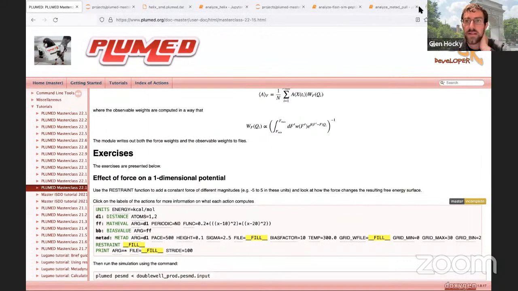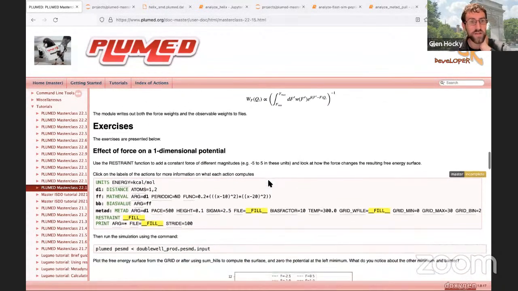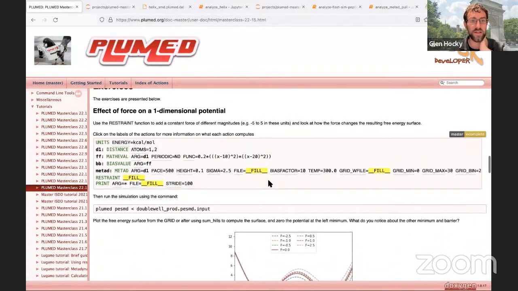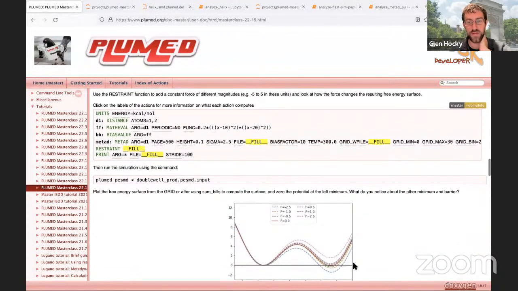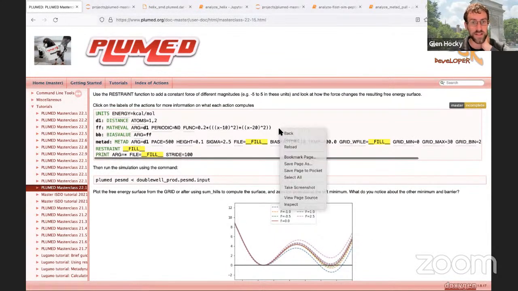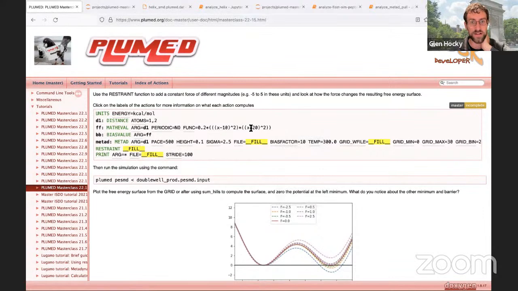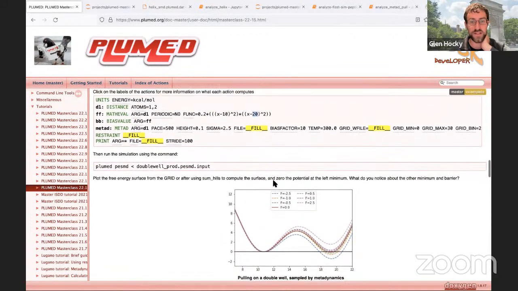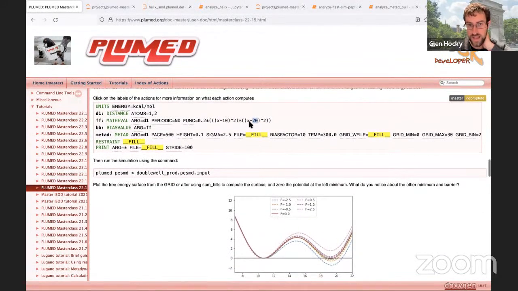Okay, so the first system is a 1D potential with two states, and you saw some examples of this for real systems from Guillaume. So the idea is that if you have this double well potential and you apply this minus F times X, here's the potential in the PLUMED file. So it has two centers at 10 and 20, supposedly.